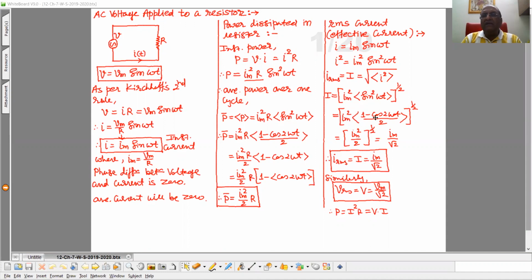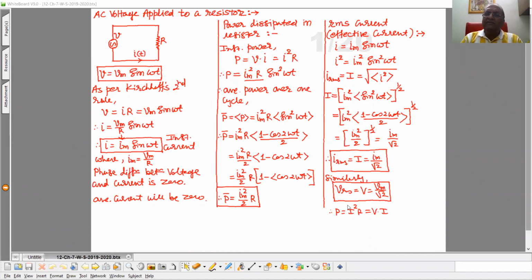times the average of (1 minus cos 2 omega t) by 2, because sine square omega t is (1 minus cos 2 omega t) by 2. Again we can write here Im square by 2 and the average of cos 2 omega t, that is 0. So simply we can write I RMS, or effective current capital I, is Im by root 2.